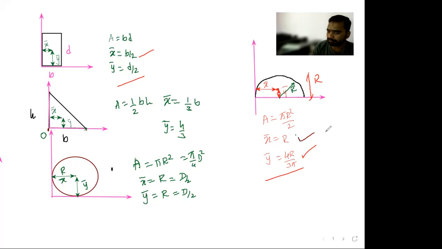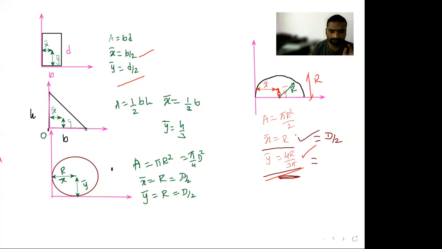Is it understood, everyone? सर x बार के लिए हम d/2 भी लिख सकते हैं ना? Yes, x bar equal to d/2 भी लिख सकते हैं. This value is d/2. Okay, इधर क्या लिखने का, 4d divided by 6 pi लिख सकते हैं, but that will be confusion for you. This is the best value, 4r upon 3 pi. ऐसे याद रख सकते हैं, everyone?